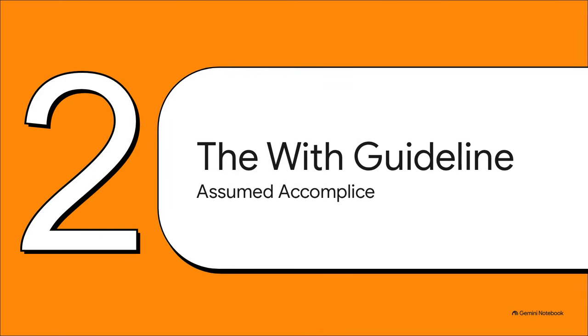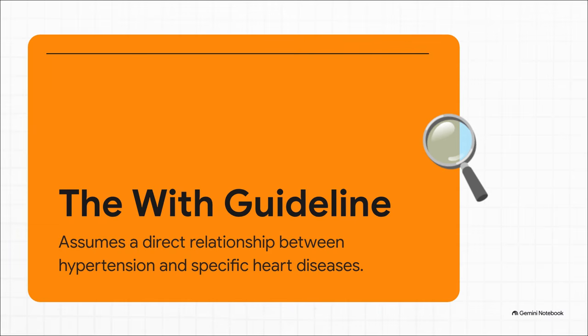Moving right along to Section 2, the with guideline, the assumed accomplice. Okay, this concept is the absolute linchpin of cardiovascular coding. The with guideline is this incredibly powerful ICD-10-CM directive. It legally, well, in the coding sense anyway, assumes a direct cause and effect relationship between hypertension and specific heart diseases. Specifically, we're looking at heart conditions classified under categories I-51.4 through I-51.7, as well as I-51.89 and I-51.9.